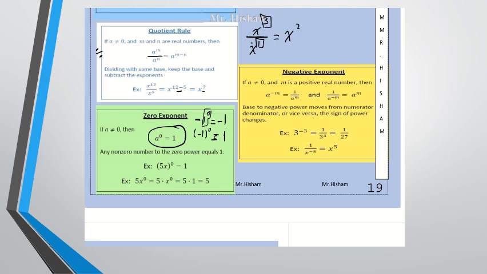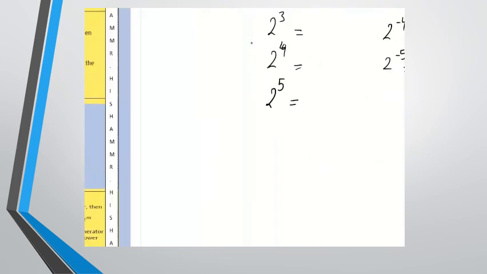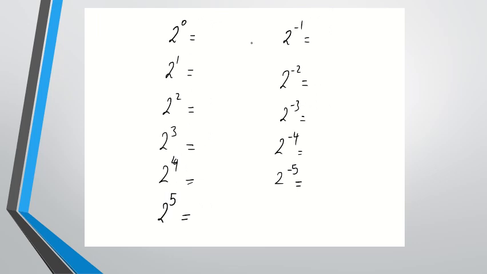Last thing, the negative power. If I have a power negative m, I flip the answer. And I'm going to explain for you here more. 2 to the power of 0 is equal to 1. 2 to the power of 1 is equal to 2. 2 to the power of 2 is 4. 2 power 3 is 8. 2 power 4 is 16. 2 power 5 is 32.